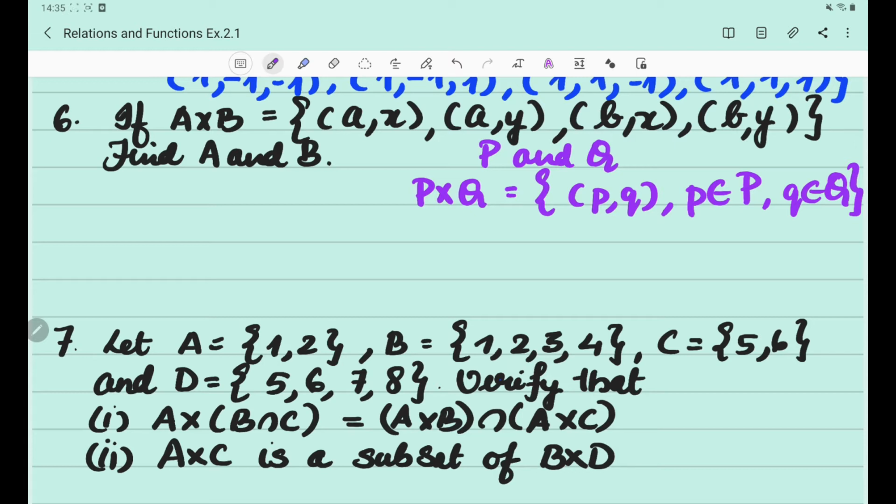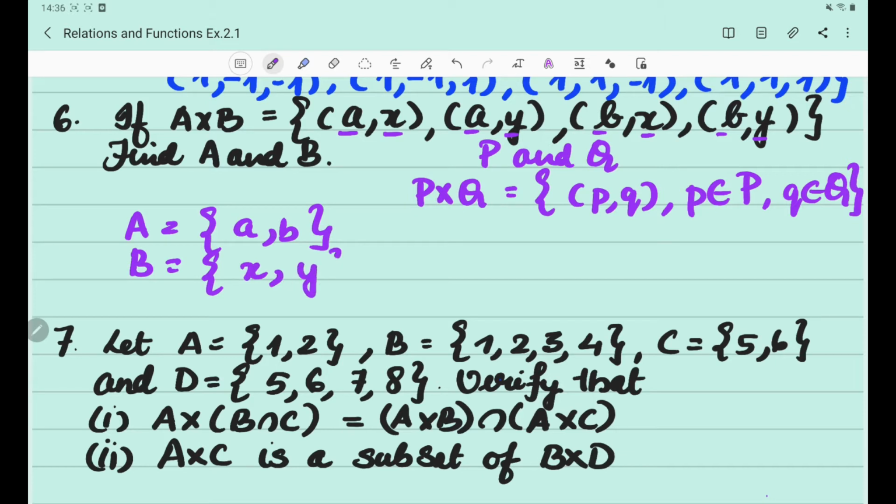So you can say that the set of all the first elements are the elements of the set A. So what are the elements of set A? a and b. And again, the set of all second elements of the ordered pairs are the elements of the set B. So what are they? x and y. And hence we have found the elements of A and B. That's all for the sixth problem, and now let's move on to the next problem.